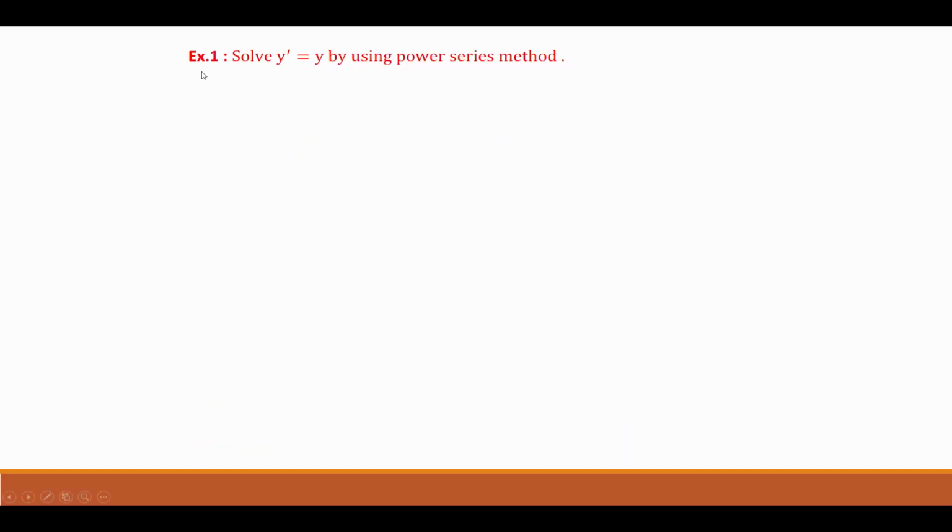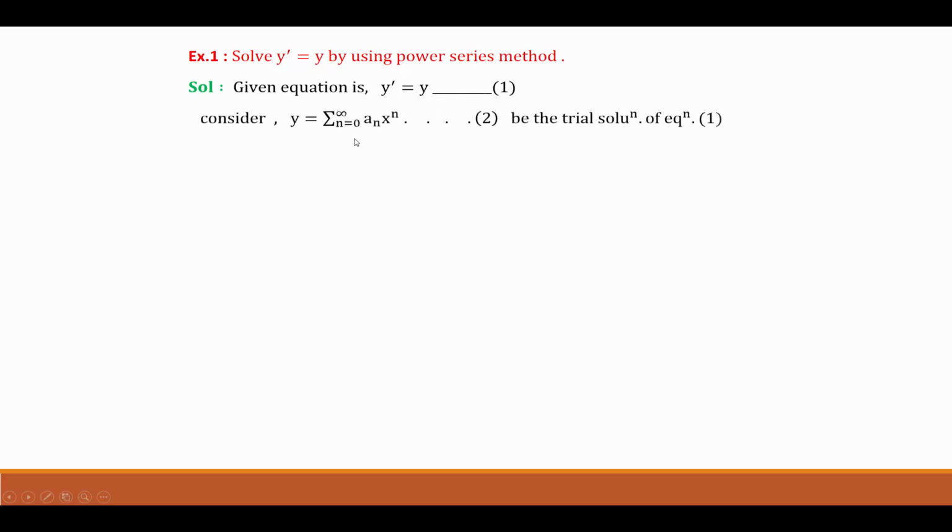Example first. Solve the differential equation y dash equal to y by power series method. Solution. The given differential equation is y dash equal to y. Denote this as equation number 1. Now solve this equation by power series. So assume that y equal to sigma a_n x raised to n, n varies from 0 to infinity, is a trial solution of equation 1. Denote this as equation number 2. Assume that y equals sigma a_n x^n is a solution of this equation.